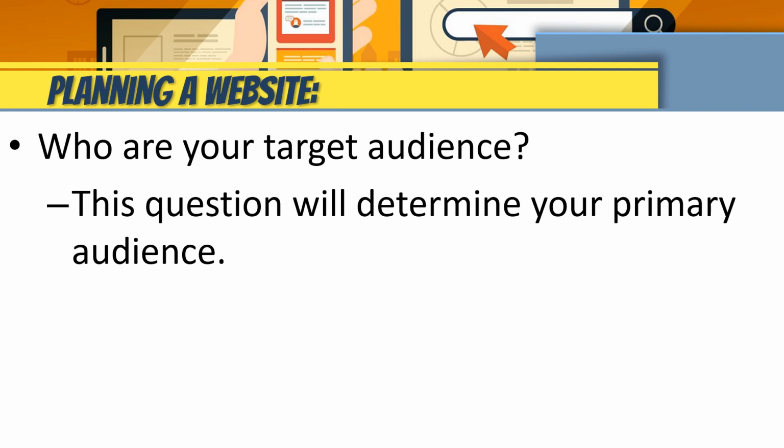The third question, who are your target audience? So this question should determine your primary audience. So if your website is for school, then your audience should be the teachers and the students and the other visitors of the school. If your website is for business, then your target audience should be the different people or customers that might buy your product. Okay, so yun po si target audience.